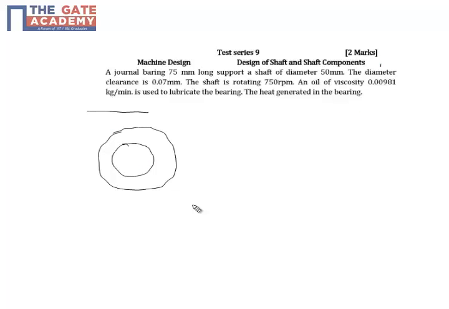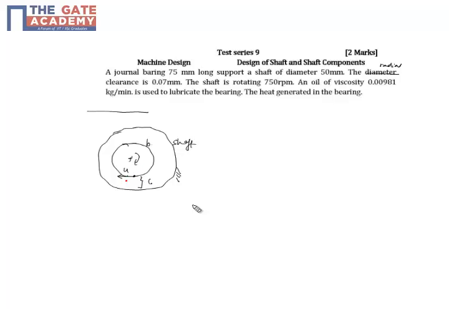There is one correction. This is not diameter, it is the radial clearance. As the shaft rotates, there is a constant clearance between the shaft and the bearing. Let's pick any point. This point has a velocity u in this way, and this is the clearance.